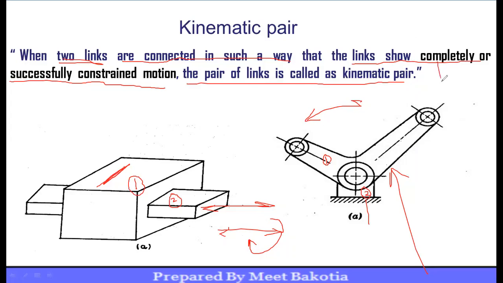I'm going to discuss what completely constrained motion and successfully constrained motion are later. For now, you should remember that when two links are connected in such a way that only one motion is possible, not more than one motion, then we will call it a pair of links, or a kinematic pair.